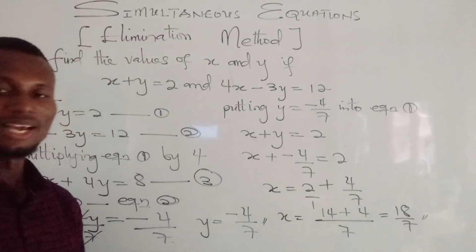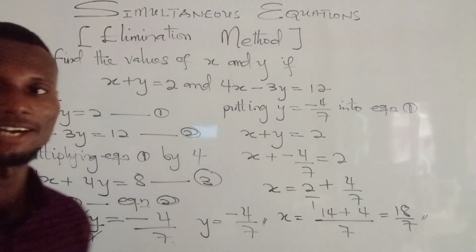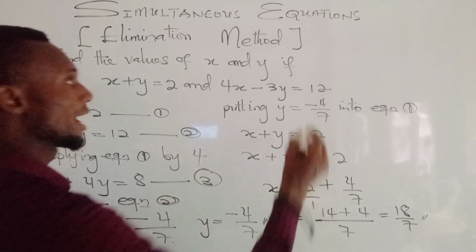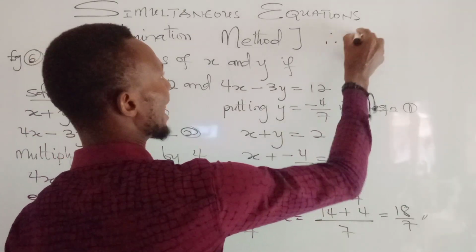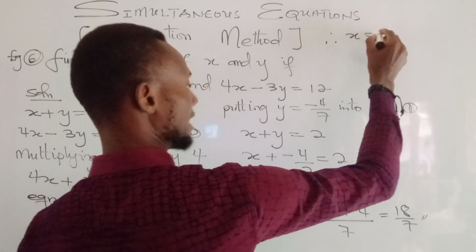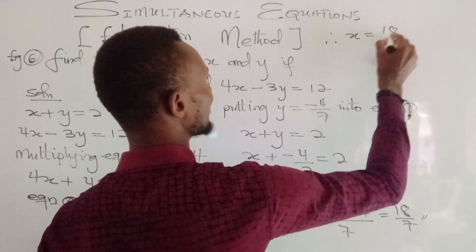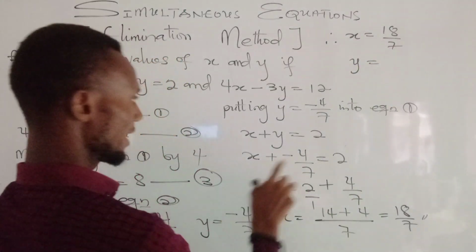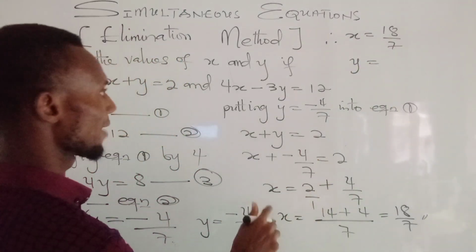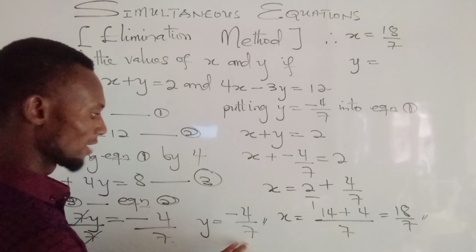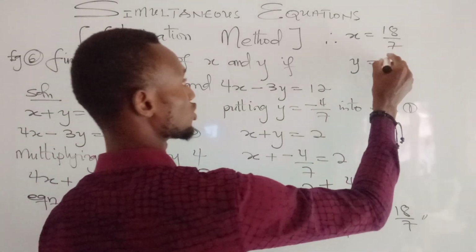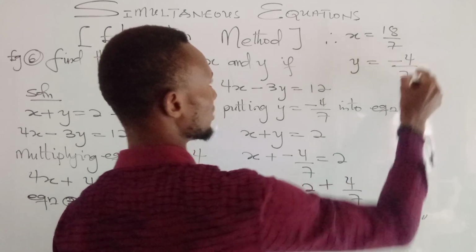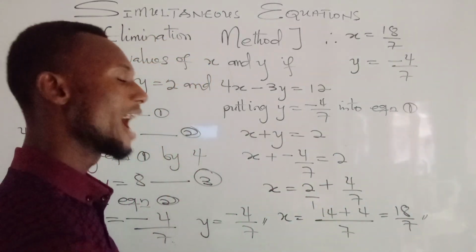I hope the explanation was clear enough and you understood it also. So let me conclude by writing, therefore my s is equals to 18 over 7, and my y is equals to, we solve for y. Where is the value for y? Here is the value for y. My y is equals to negative 4 over 7. So these are your final answers.